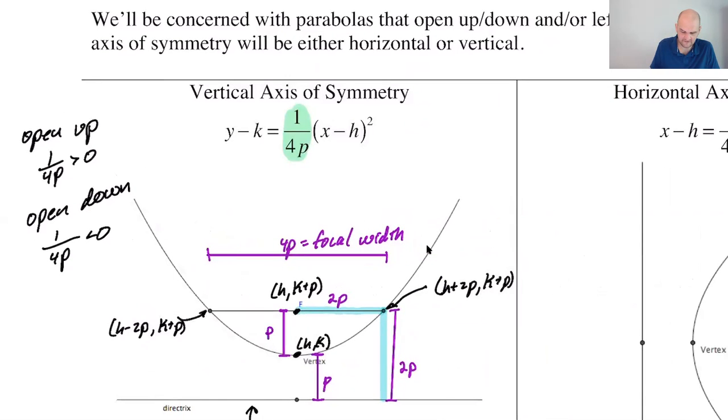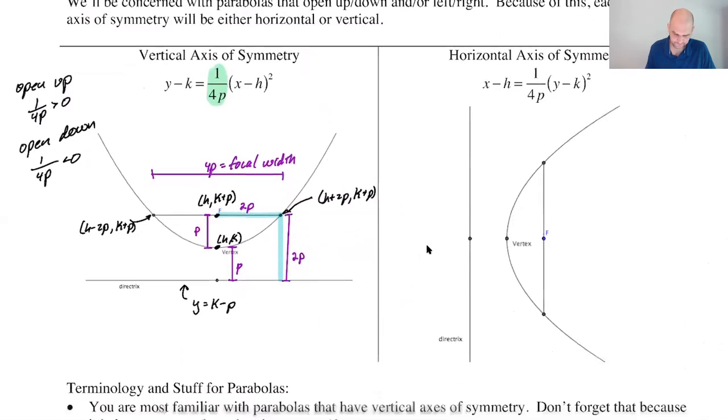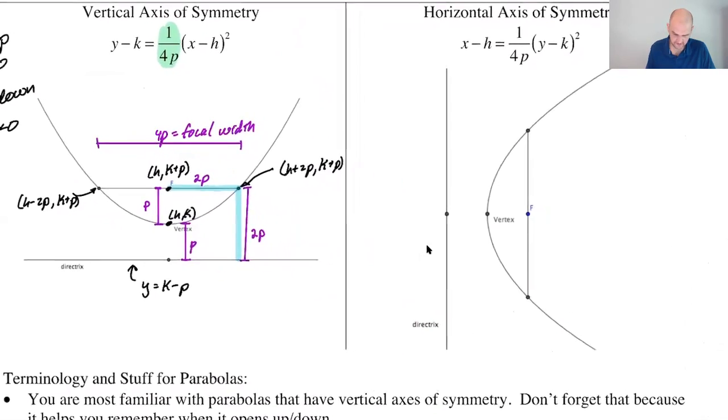Like if I gave you y equals x squared, right? So 1 over 4p is 1. And you know that y equals x squared opens up. If I gave you y equals negative x squared, then 1 over 4p is negative 1. And you know that negative x squared opens down. So you already kind of knew that stuff. So what else we got here?